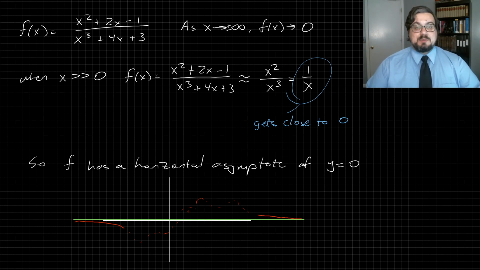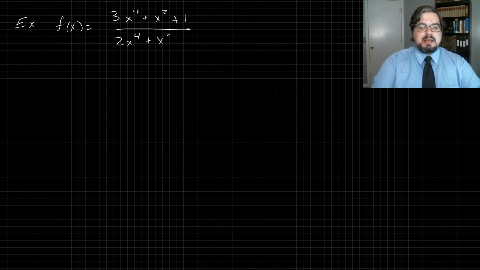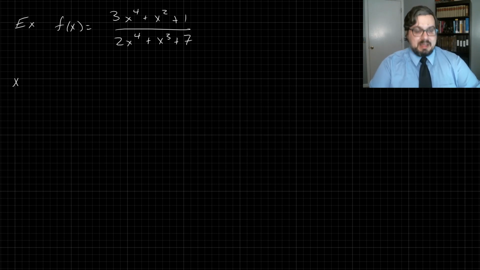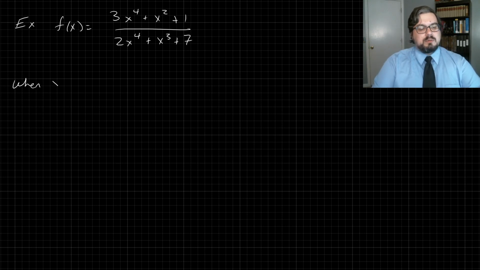Let's consider what happens when the degree of the denominator is equal to the degree of the numerator. So let's look at the example. f of x is equal to 3x to the fourth plus x squared plus 1 over 2x to the fourth plus x cubed plus 7. So again, we want to ask what happens to this function when x gets very, very large to the left or the right. What's its end behavior? So let's do the same thing.